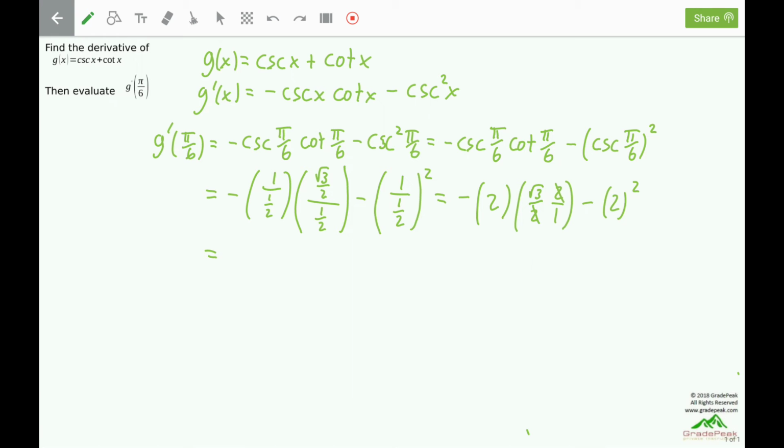So multiplying the 2 and the root 3 will just give us 2 root 3. It's over 1. We don't need to write the 1. There's a negative in front of it, so negative 2 root 3. And then minus 2 squared. 2 squared is a 4. Minus a 4.